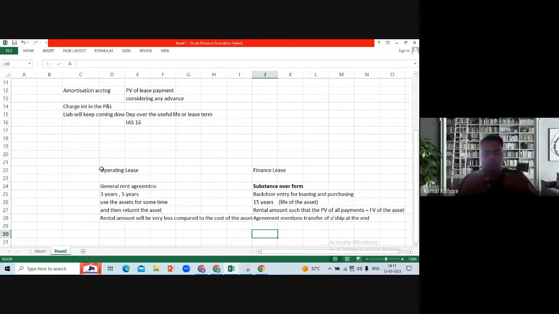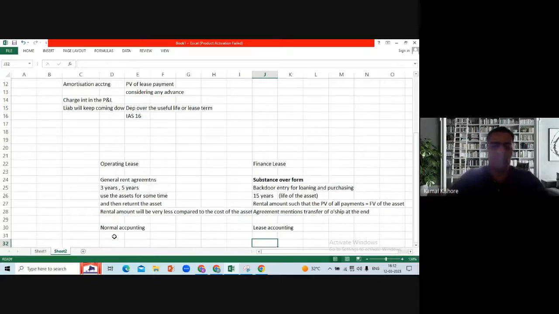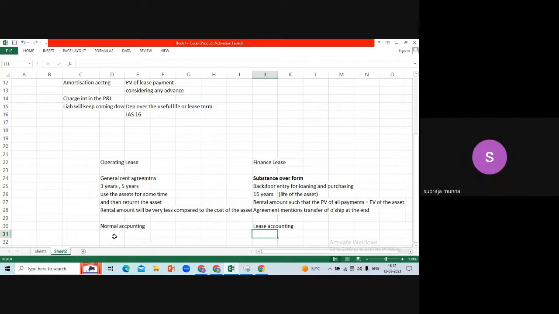So what happened in the older standard where we had operating lease? If it was an operating lease, then you follow normal accounting. If it is a finance lease, then you will follow lease accounting, where you will show lease assets and lease liability.